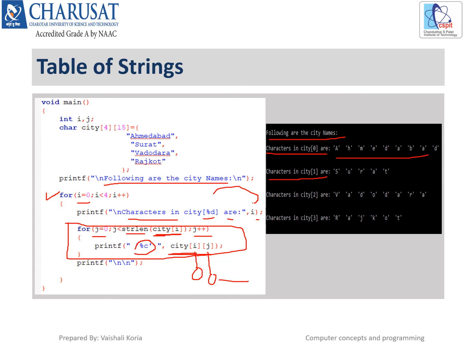Here in this case you can just count the number of characters: 1, 2, 3, 4, 5, 6, 7, 8 and 9. Total 9 characters are there. So this will execute from 0 to 8.